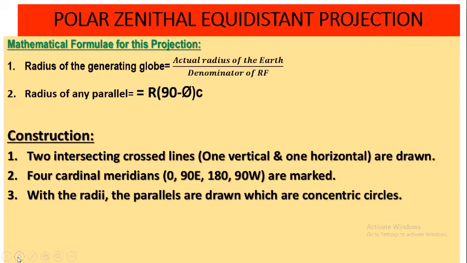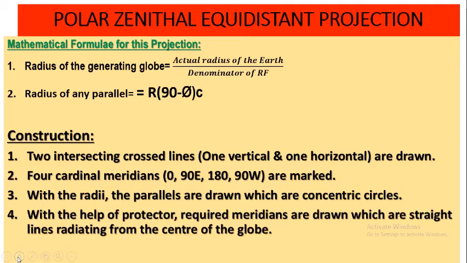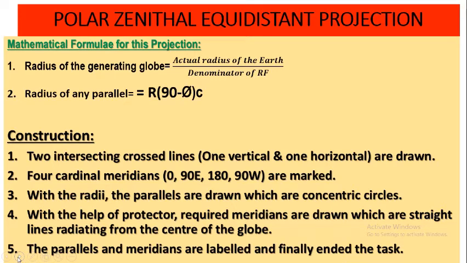With the radii, the parallels are drawn, which are concentric circles. All the parallels are actually concentric circles, like in all other polar cases. With the help of a protractor, the required meridians are drawn, which are straight lines radiating from the center of the globe. The parallels and meridians are labeled, and finally the task is ended.